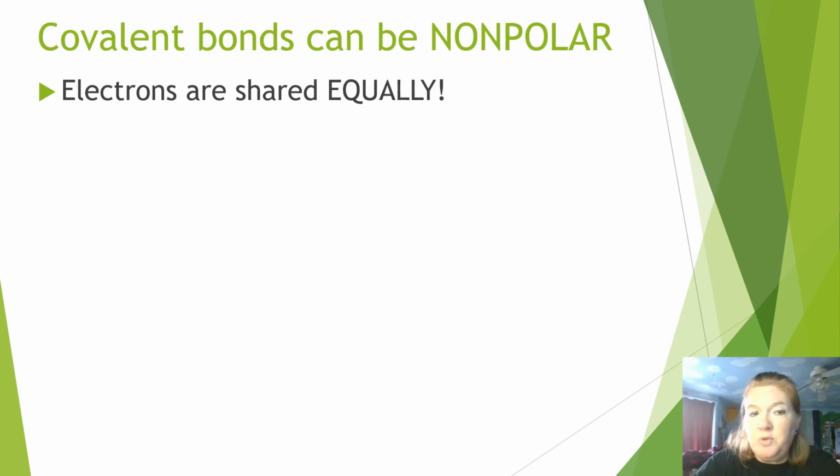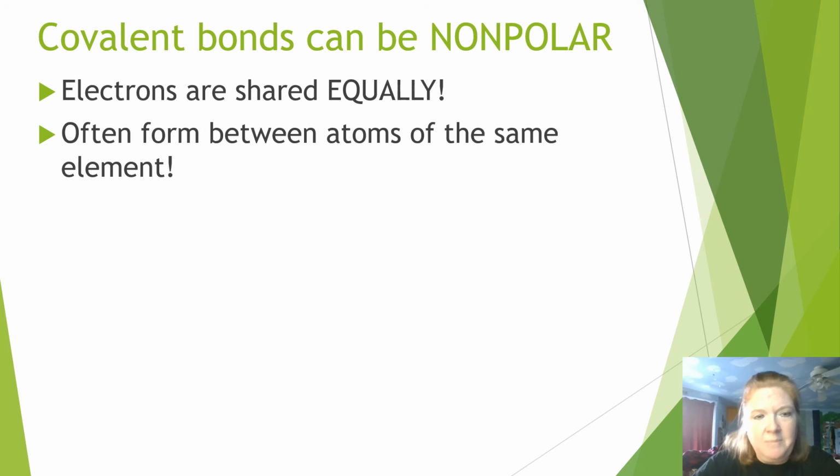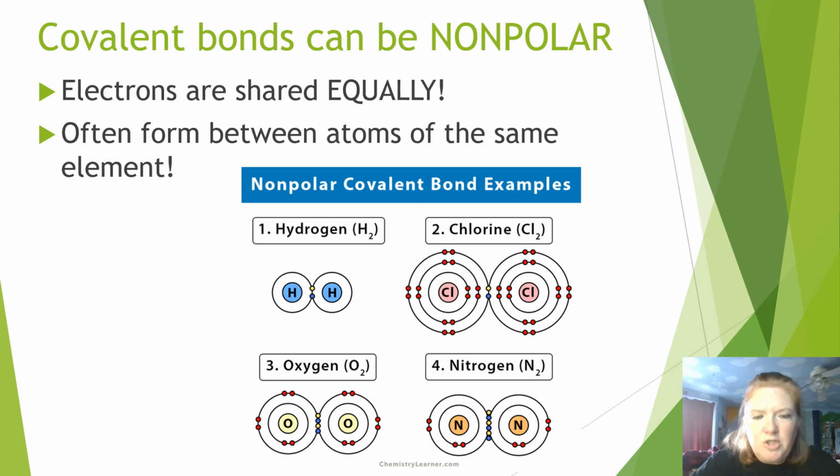Covalent bonds can also be nonpolar, so that means the electrons are shared equally. Usually this means the bond is formed between atoms of the same element. So 2 hydrogens, 2 chlorines, 2 oxygens, 2 nitrogens, and those bonds will be nonpolar. One does not have a greater electronegativity. They're going to share those electrons equally. So we don't end up with partial positive, and we don't end up with partial negative.